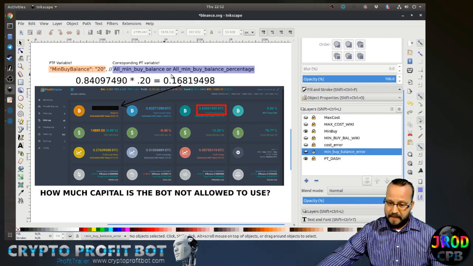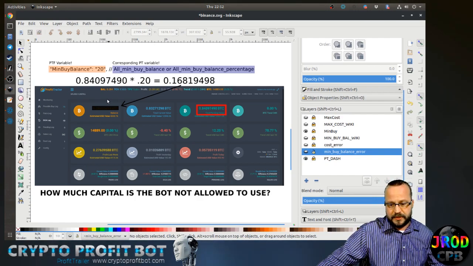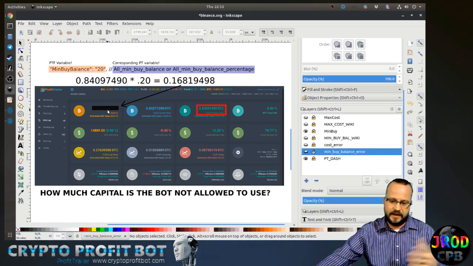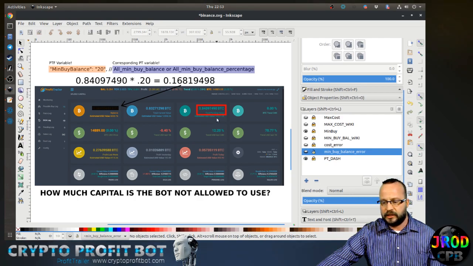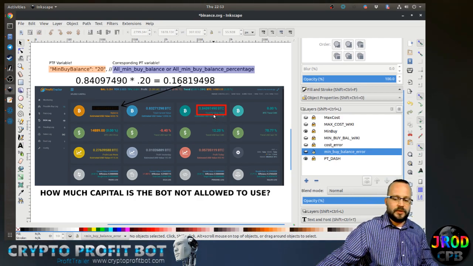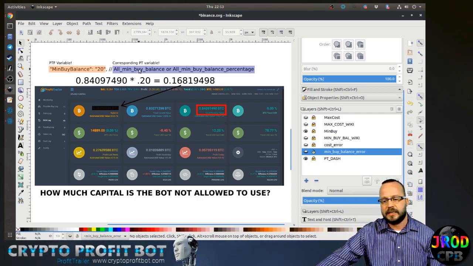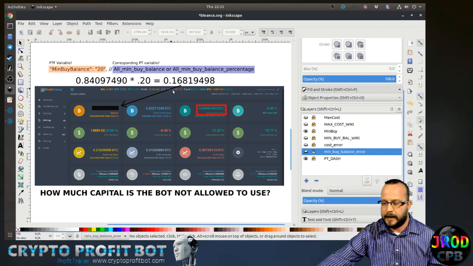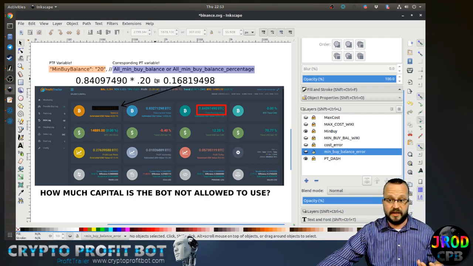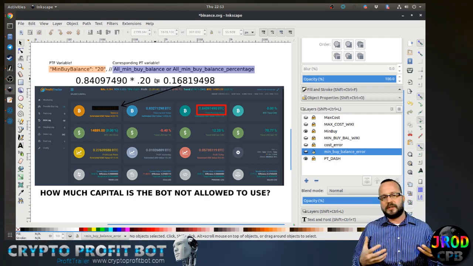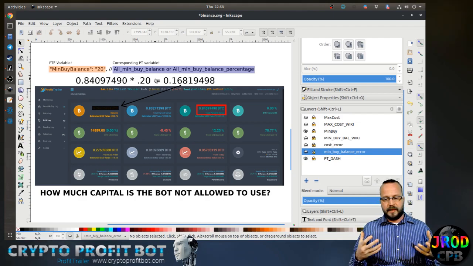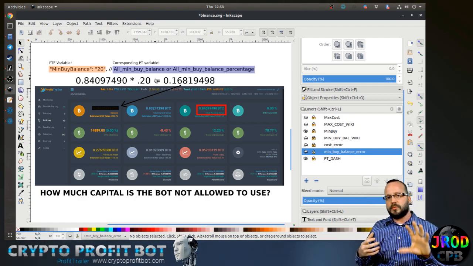It is, again, mapped. This is the PTF variable. This is the PT variable. In this case, I had it set up to 20%. I blacked that out because that number doesn't match. But it looks at your pending value. Your total pending value is how the min-buy is going to calculate what that reserve is. It's also important to note that it's only for the normal strategy runner.